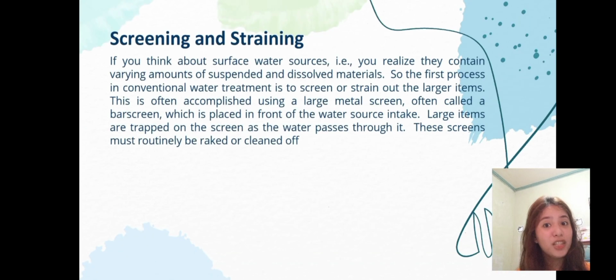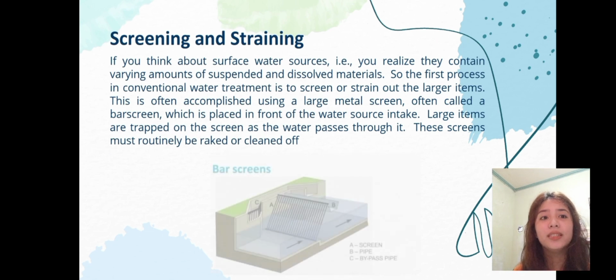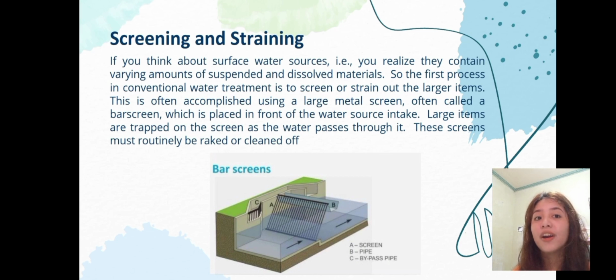And then the second stage, which is the screening and straining. If you think about surface water sources, you realize they contain varying amounts of suspended and dissolved materials. So the first process in conventional water treatment is to screen and strain out the larger items. This is often accomplished using a large metal screen, often called a bar screen, which is placed in front of the water source intake. Large items are stopped in the screen as the water passes through it. These screens must routinely be raked or cleaned.